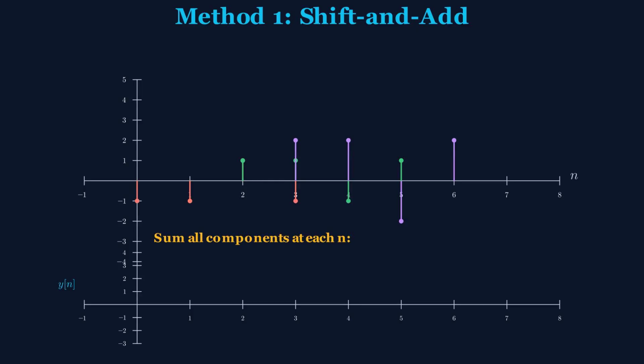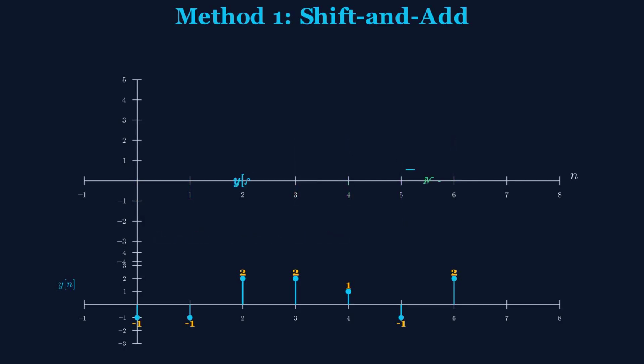Now we add all components at each output index. At n equals 0, only the red contributes, -1. At n equals 1, -1. At n equals 2, we get 2. Continuing through n equals 6, the complete output is y of n equals -1, -1, 2, 2, 1, -1, 2, 7 values, exactly m plus n minus 1.